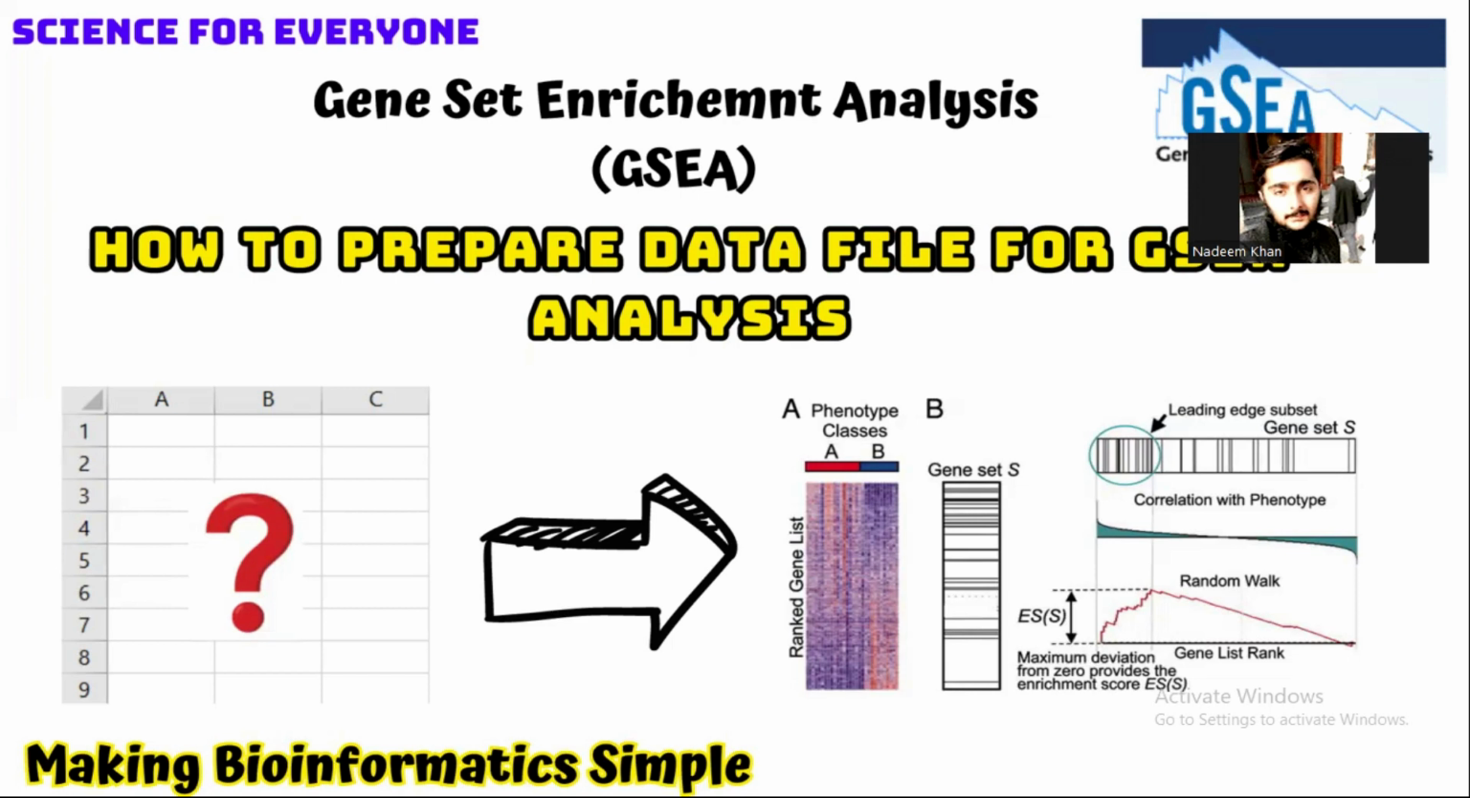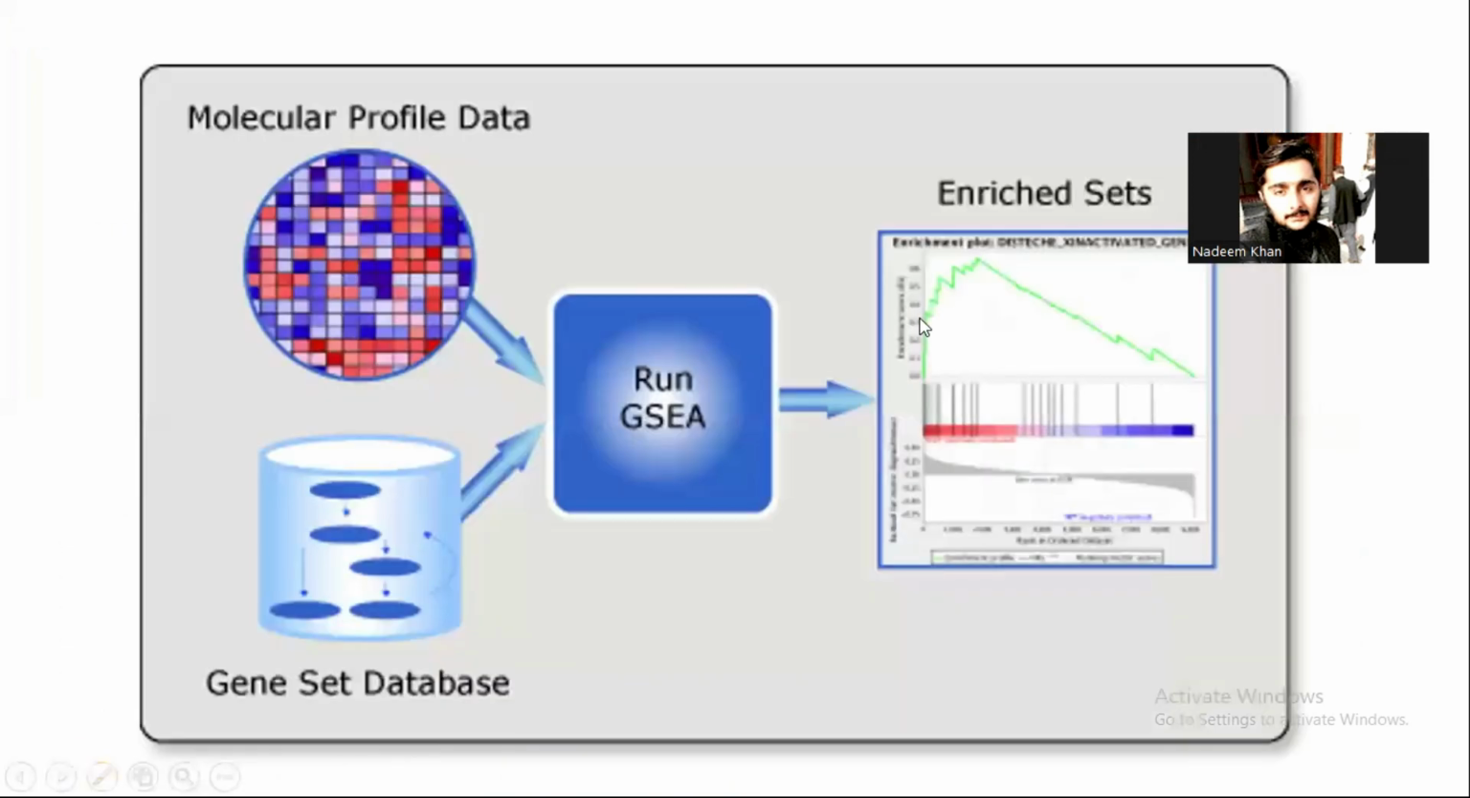So for gene set enrichment analysis, we use a specific data file which consists of rows and columns with gene symbols and log FC values. In a minute I will show you the file and how it looks. But first, I should give you a brief introduction. What is gene set enrichment analysis? I will not go into the detail, but just a quick overview: molecular profile data is our input data, and the gene set database is a database that consists of reference genes with specific log FC values. Our data is compared with the gene set database, and after that, we run the GSEA analysis and enriched sets are produced. What does this mean?